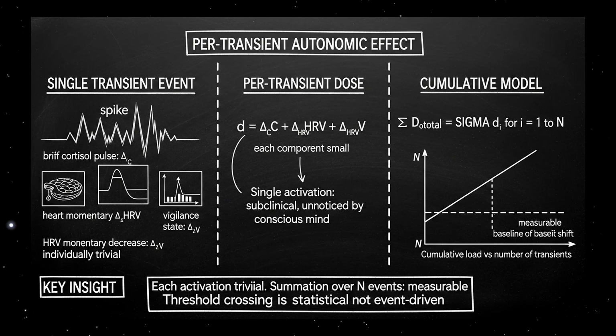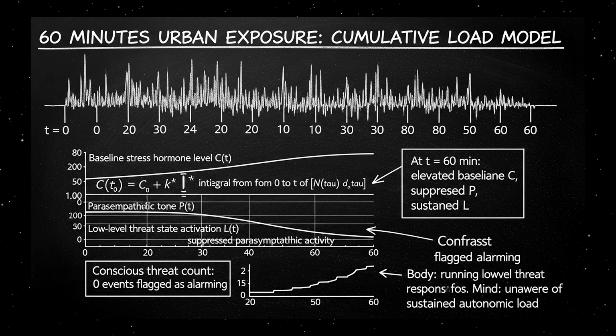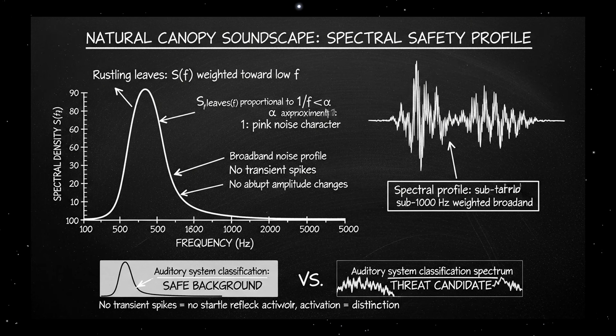generates. Each one triggers a brief sympathetic activation, a microdose of cortisol, a momentary decrease in heart rate variability, a flicker of the vigilance state. Individually, each activation is trivial. Across an hour of exposure, the cumulative effect is measurable. Elevated baseline cortisol, suppressed parasympathetic tone, a body that has been running low-level threat response for 60 minutes without the conscious mind registering a single alarming event. Natural sounds beneath a canopy fall predominantly in the frequency range that the auditory system classifies as safe.